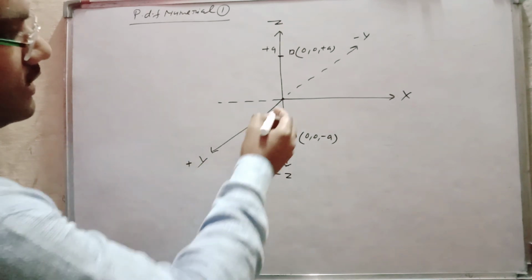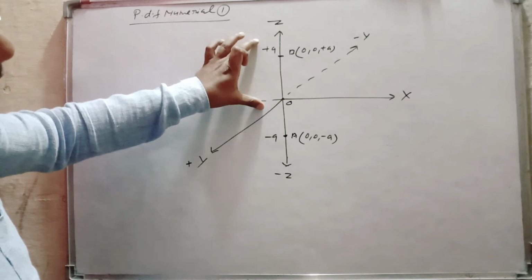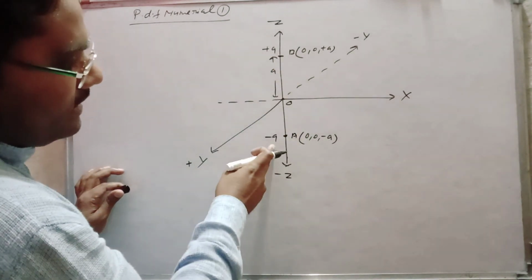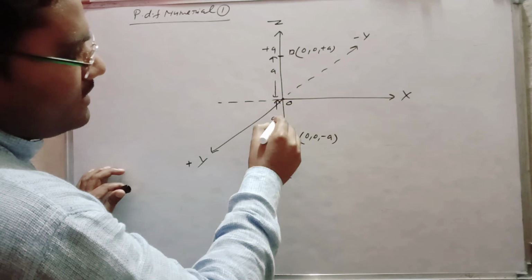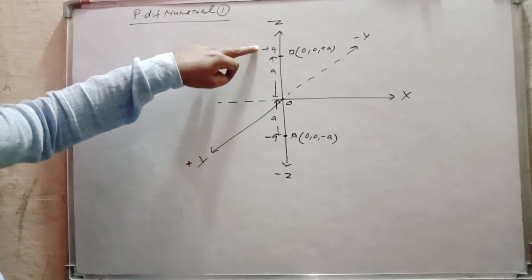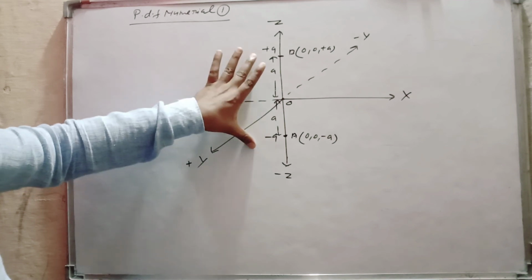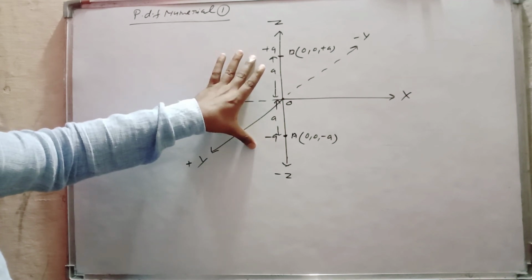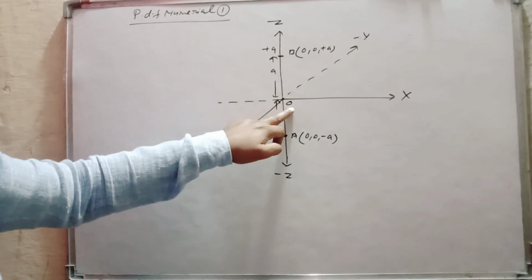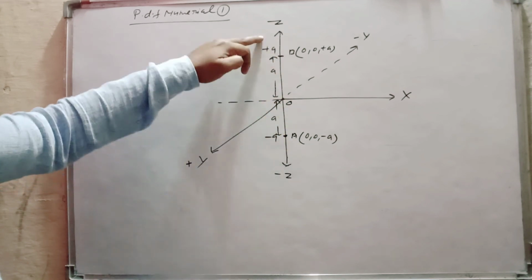Now we see this one is the origin, and from the origin there is a charge plus q located at a distance small a, and another charge minus q located at a distance small a. There are two charges with the same magnitude but opposite nature. One is positive, the second one is negative. That means this system is an electric dipole. AB forms the electric dipole, O is the midpoint, and AB is the axial line.